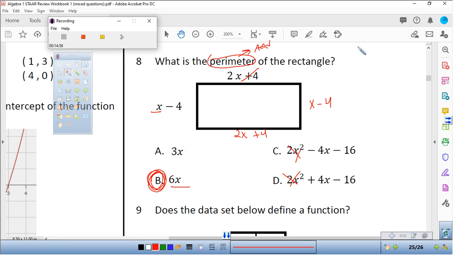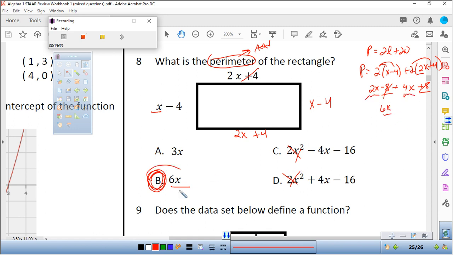Now I'll show you how to do it the way they want you to use it. Remember, they know that perimeter is equal to 2 times length plus 2 times width. That's how easy it is. You do 2 times x minus 4, and 2 times 2x plus 4. This one here gives me 2x. This right here gives me negative 8. Plus, this right here gives me 4x. This right here gives me a plus 8. This and this cancel out, guys. This gives me 6x when I have this one here and this one here. Yeah, it works out perfect.